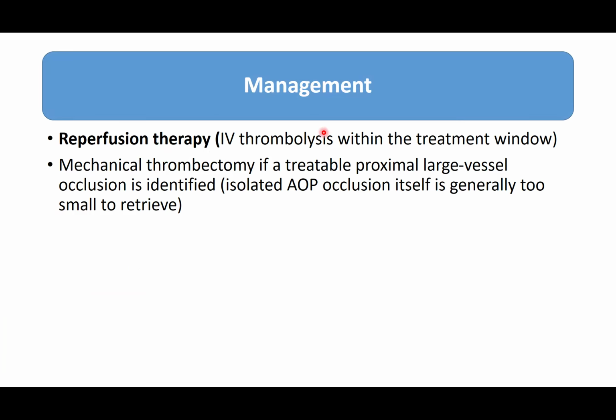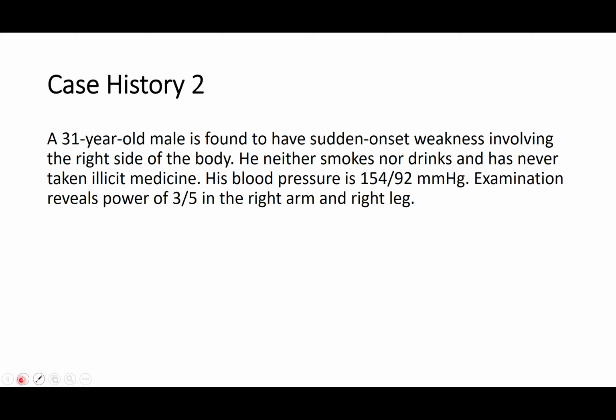Because isolated artery of Percheron is a very small one, it's very difficult to appreciate on CT scan, even through angiography. Because it's a very small branch, there will be less efficacy if we want to do mechanical thrombectomy. So let's check the case history too.